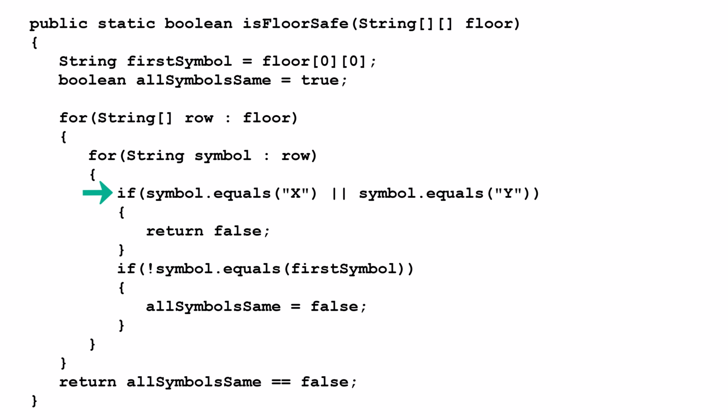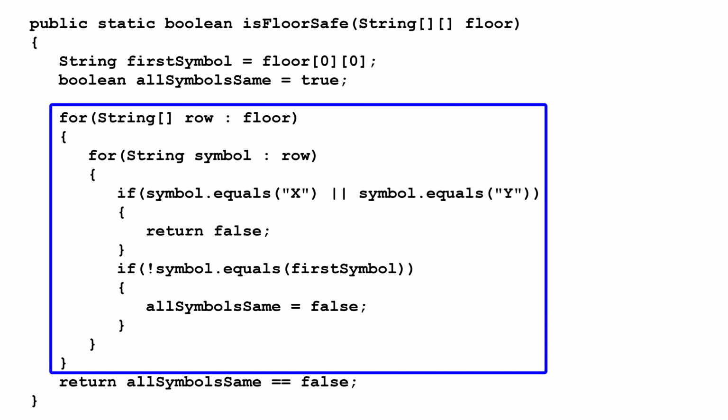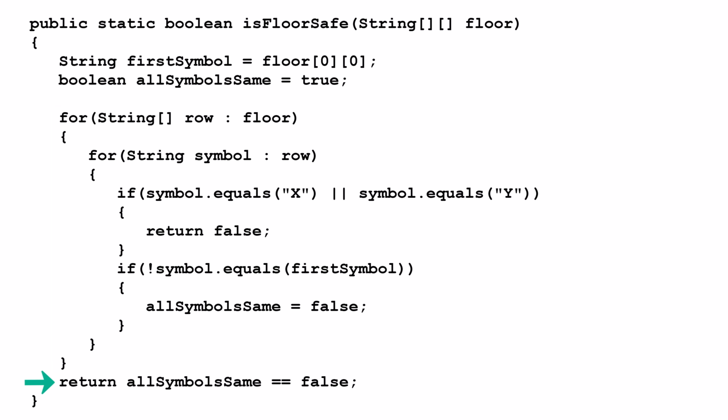We check if the symbol is either X or Y. If it is, the floor is unsafe, so we can immediately return false. Next, we check if the current symbol is not equal to the first symbol. If we find even one symbol that is not the same as the first, we've proven that all symbols are not the same. We can't immediately return true because even though we've proven that all the symbols aren't the same, we can't be sure that there isn't a danger symbol later on in the array. After we've traveled the entire 2D array, we will return true as long as allSymbolsSame is false.